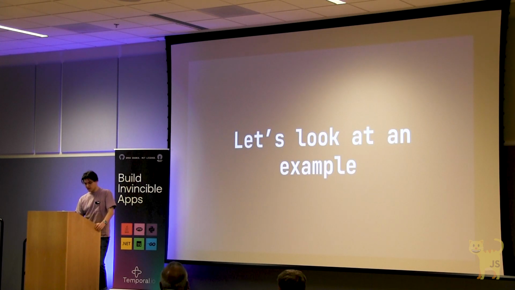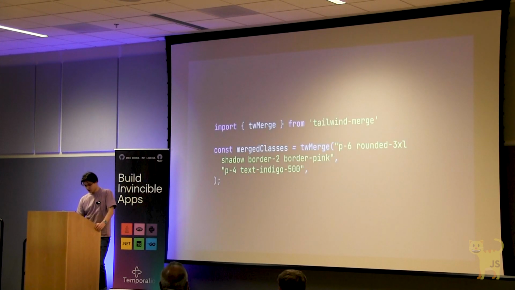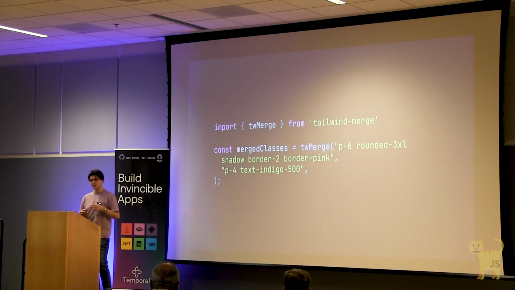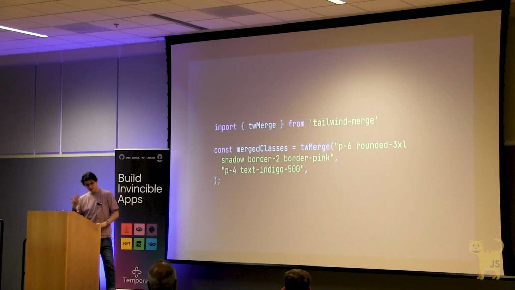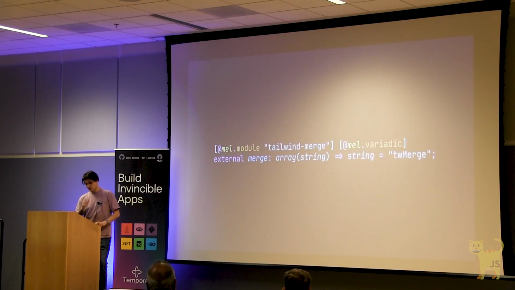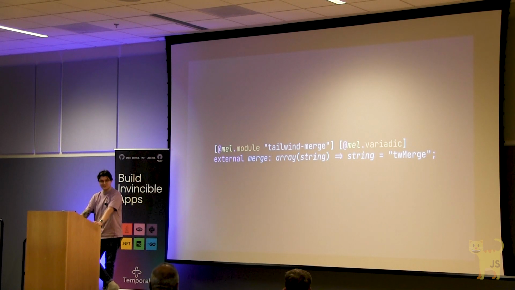So let's look at an example of what it's like to write a binding. We're going to take a look at binding to Tailwind merge, which is basically just a little utility for merging together and deduplicating Tailwind classes. This is what it looks like in TypeScript. And this is our binding definition, which might look scary at first. It's pretty verbose. It's definitely my least favorite part about Melange, but we're going to break this down.